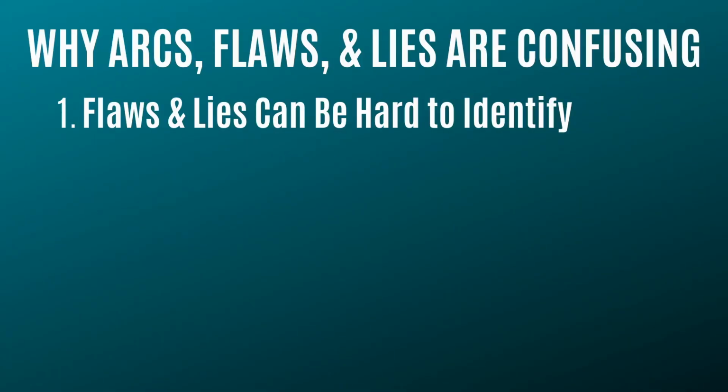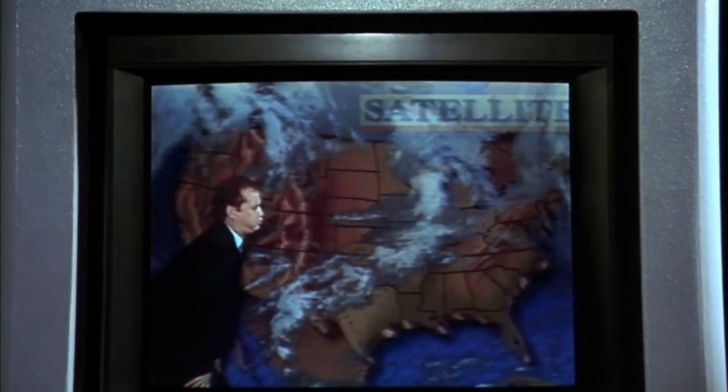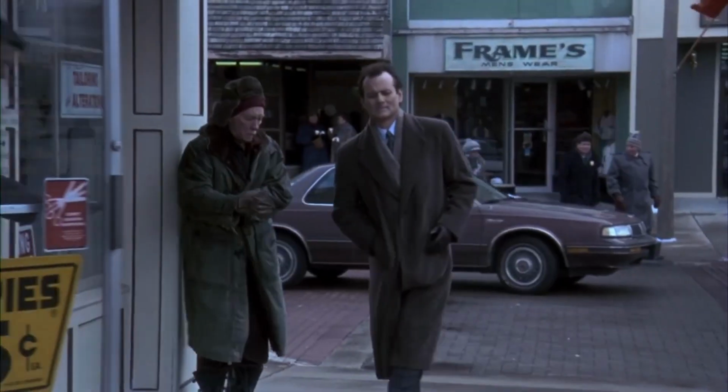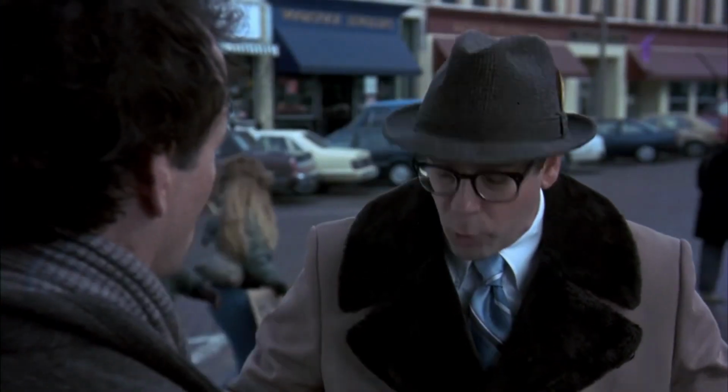The second reason for confusion is that flaws and lies often overlap. This is because flaws and lies both lead to unhappiness, and they often work in tandem to make a character miserable. In fact, sometimes a flaw and lie can be basically the same thing. For instance, in Groundhog Day, Phil Connors engages in self-centered behavior, that's his flaw, and he also believes he's better than everyone, which is of course a self-centered worldview.